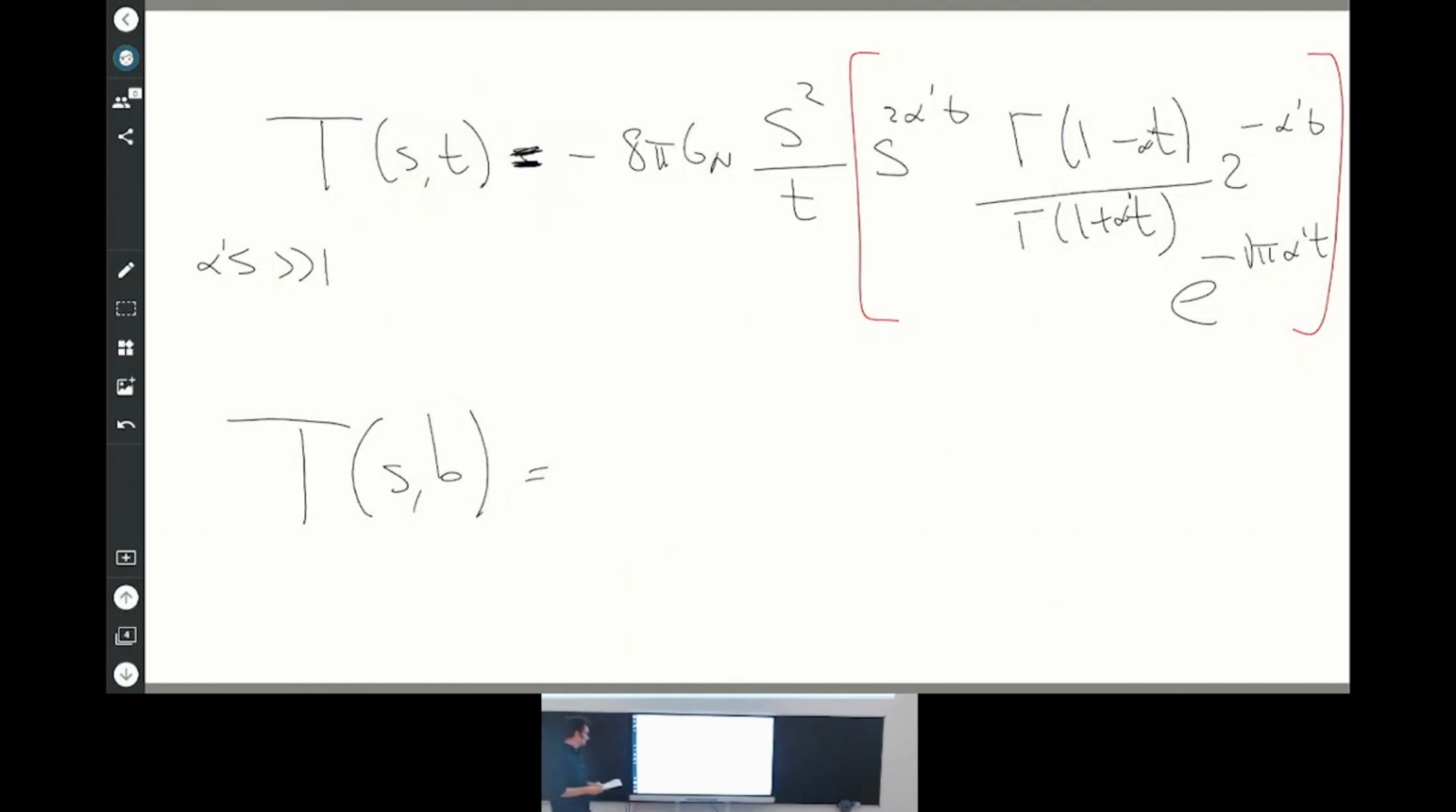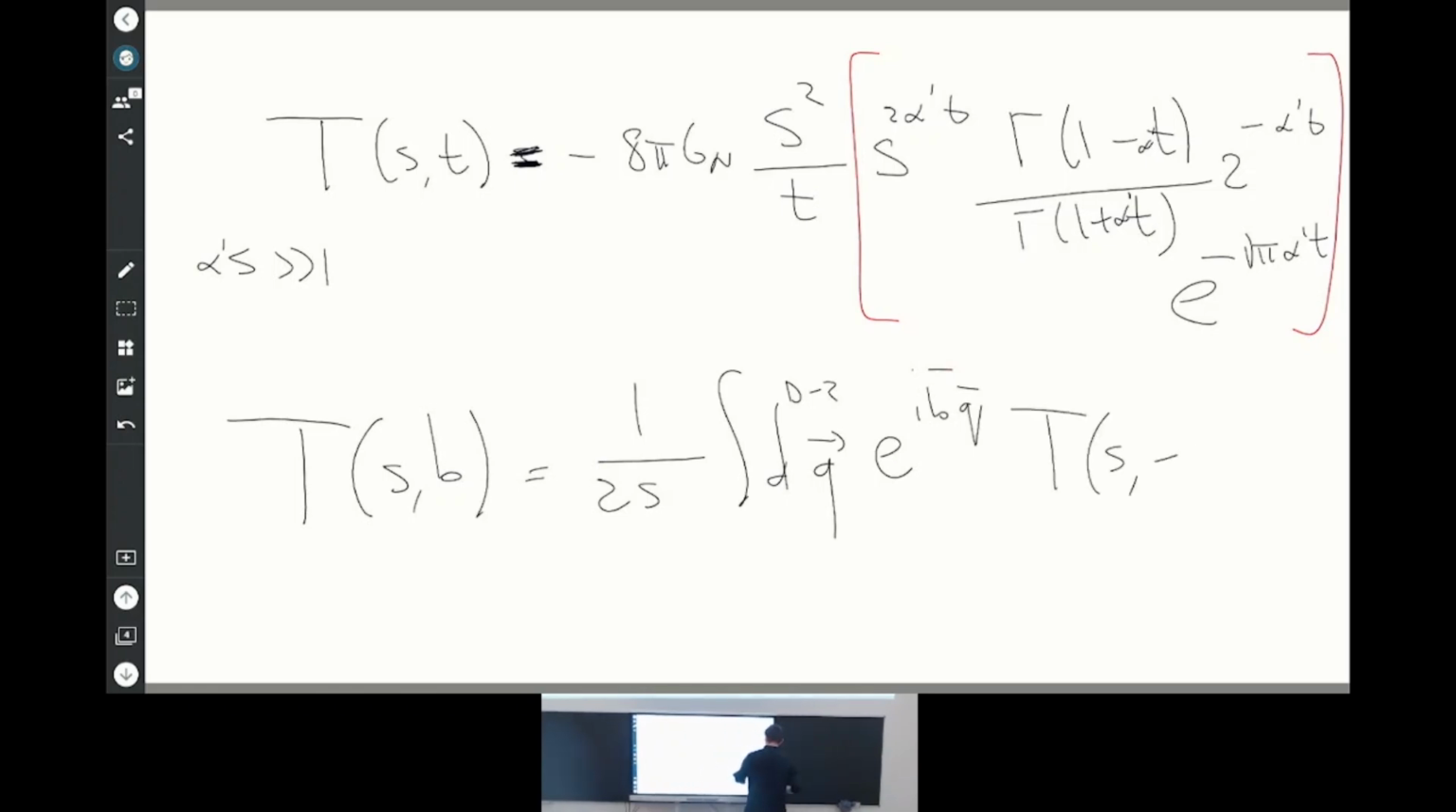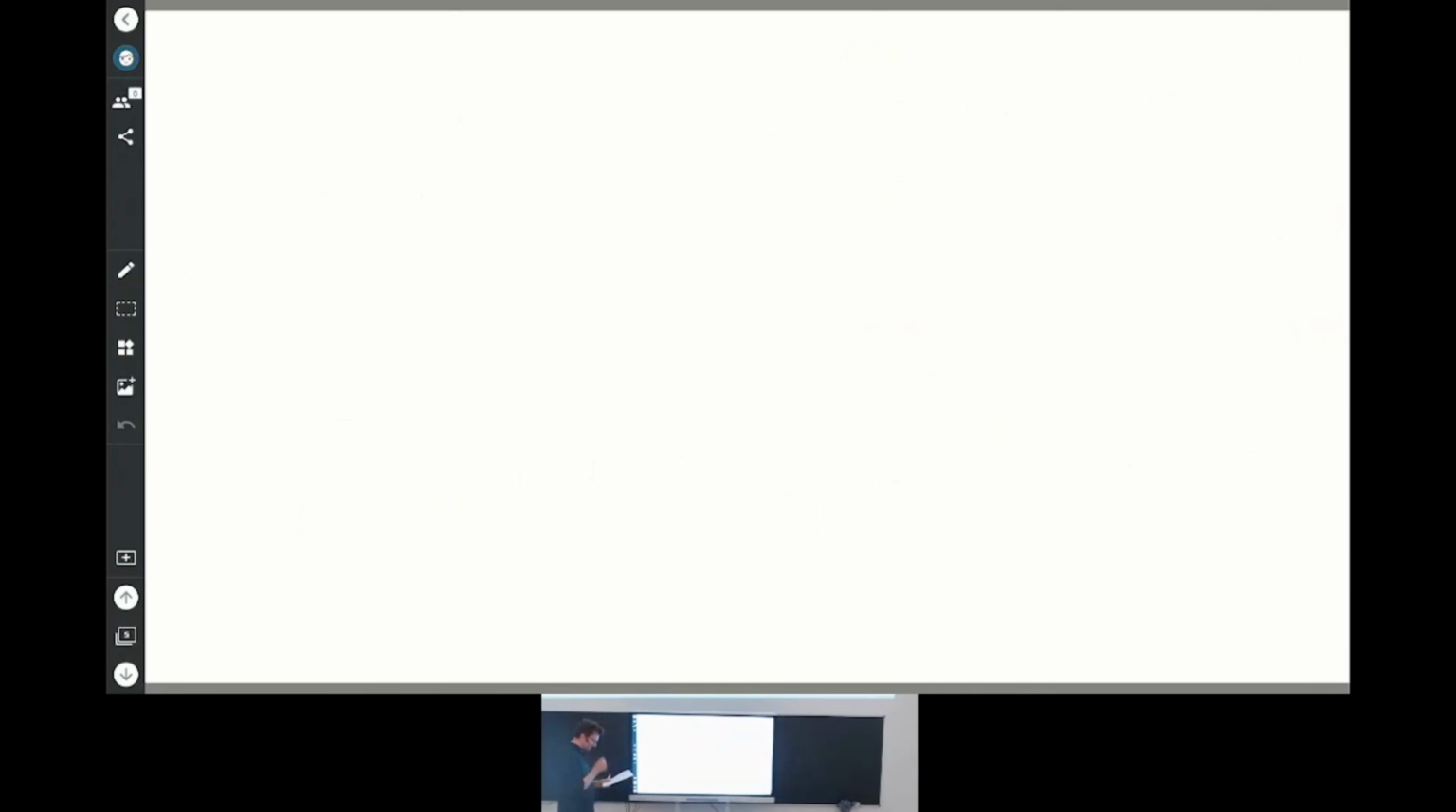Yeah, thank you. Okay, let's do the Fourier transform. What you do here is you take 1 over 2s, you do the integral over the transverse momenta, if you remember, and then you plug in this formula. As you do that, you observe 2 basic effects that I would like to mention.